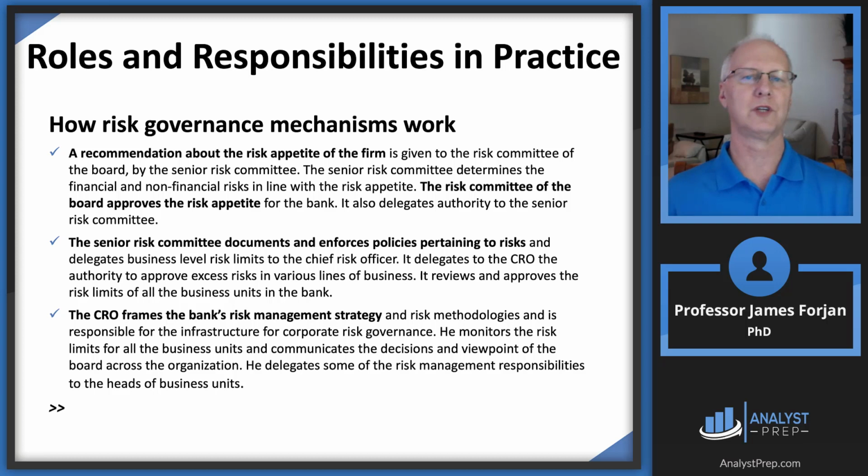How these risk governance mechanisms work. So a recommendation about the risk appetite of the firm is given to the risk committee of the board by the senior risk committee. And so that board is going to approve the risk appetite, and they're going to delegate authority to the senior risk committee. They're going to document and enforce policies pertaining to risk. And then the chief risk officer is going to frame the risk management strategy.